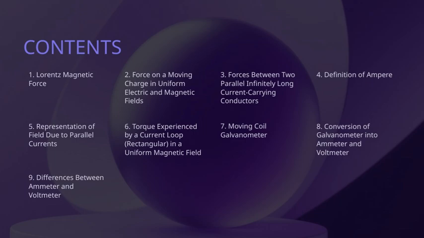Moving forward, we'll discuss the torque experienced by a rectangular current loop in a uniform magnetic field. This is crucial for understanding how electrical energy is converted into mechanical motion in devices like galvanometers. Additionally, we'll cover the force on a moving charge in uniform electric and magnetic fields, which is fundamental to many electromagnetic applications. We'll also look at the representation of the magnetic field due to parallel currents, helping visualize how currents create magnetic effects in space.